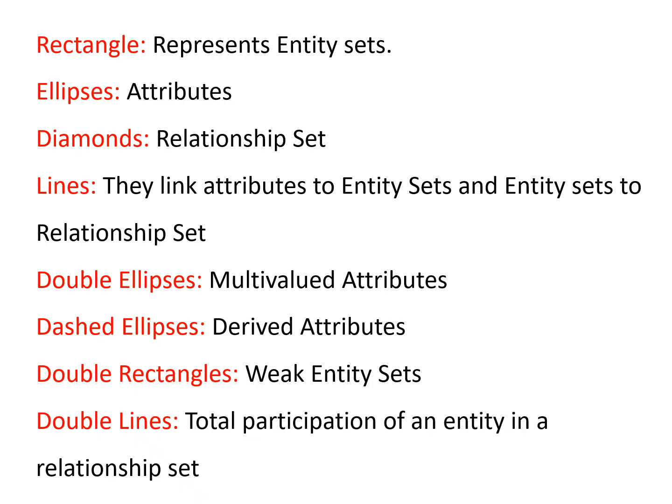These are some terms which are used in the ER model. First, a rectangle represents the entity sets. Ellipse represents the attributes. Diamond represents the relationship set. Lines are used to link the attributes to an entity set and entity sets to a relationship set. Double ellipses are called multi-valued attributes. Dashed ellipses are called derived attributes. Double rectangles are called weak entity sets, and double lines are called total participation of an entity in a relationship set.